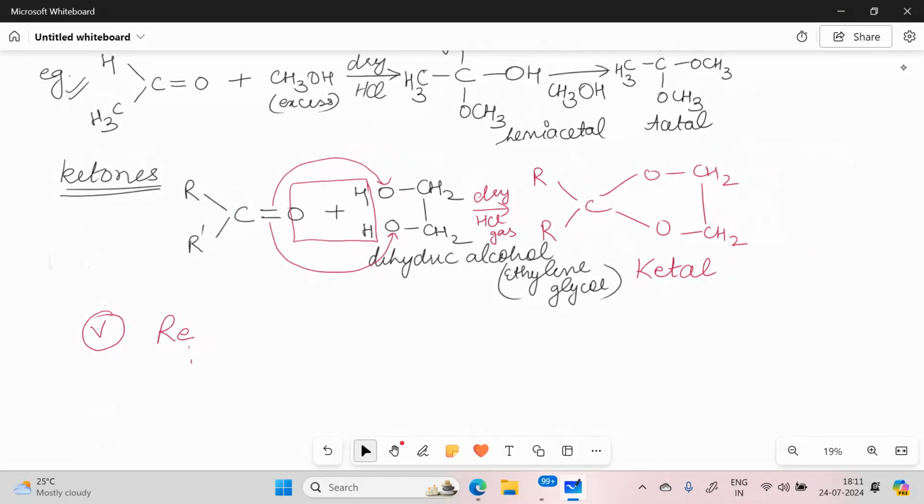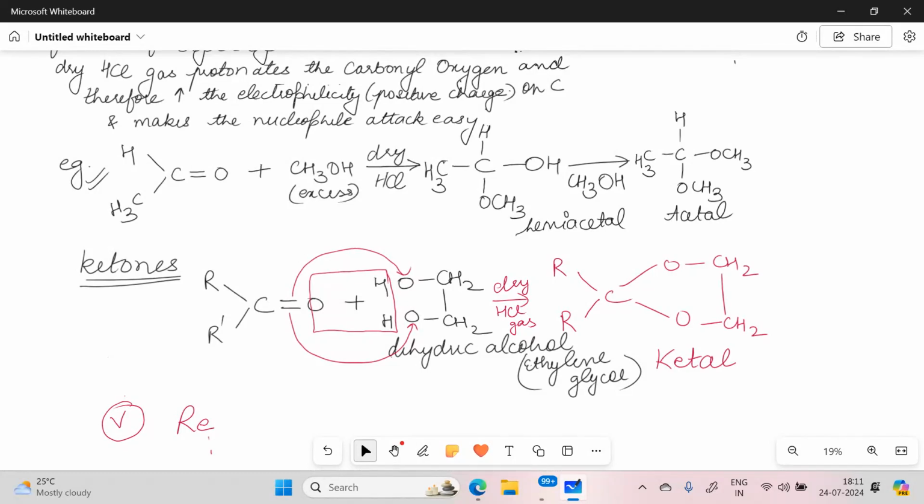Why don't the ketones react with monohydric alcohols? There is no such reason for that. There is no stable compound formed, you can say, if ketones are there.